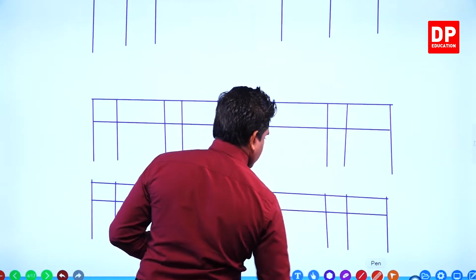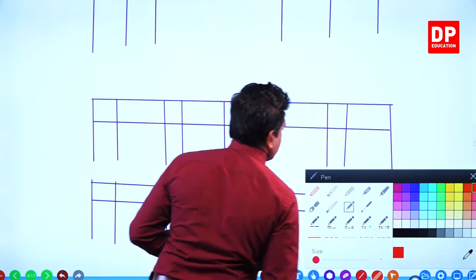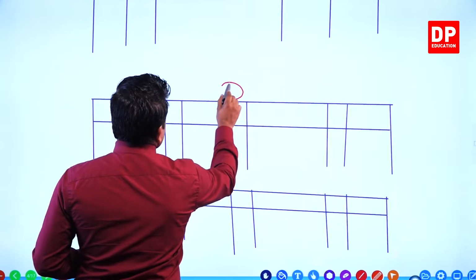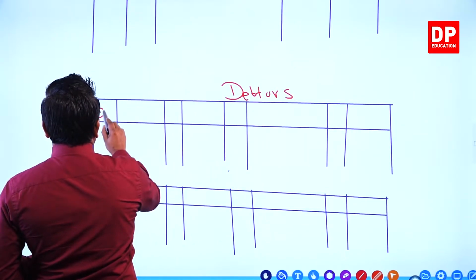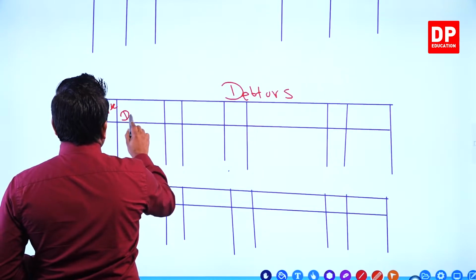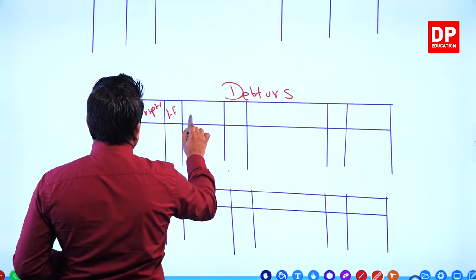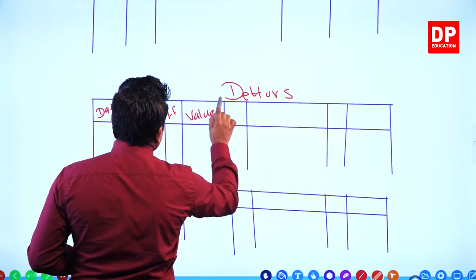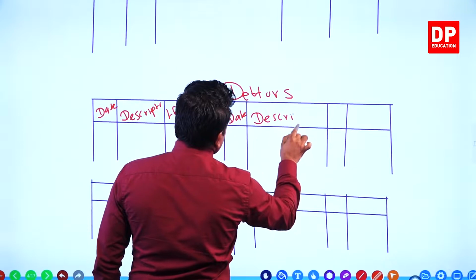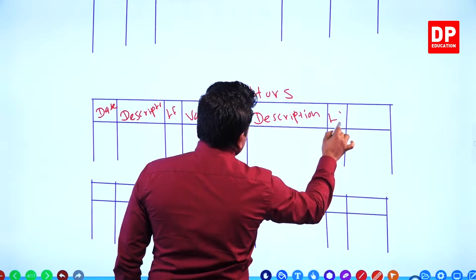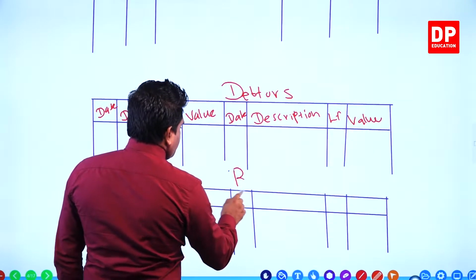Okay, now we name the accounts. I think you all remember the double entries, and what are the two accounts we need? Debtors. Date, description, ledger folio, value or cash. Value I put, it's okay. Date, description, ledger folio value, right? The other account is bad debts.